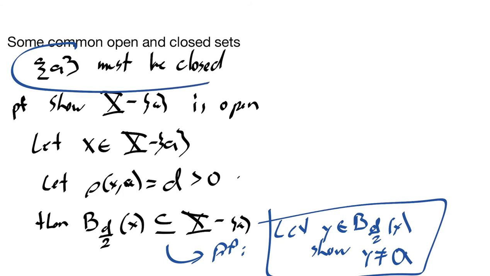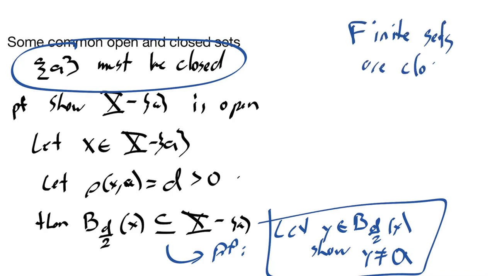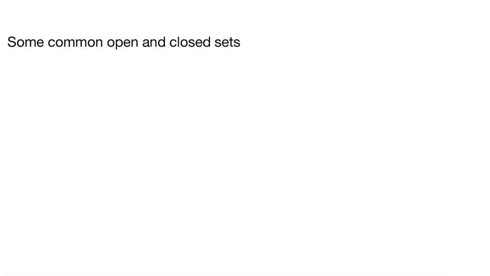But that's good. So a single individual point must be closed. An extension of this is that any finite sets must be closed. So finite sets must be closed. And now the interesting one, I gave this to you last time, and you all didn't do it, but I want to talk about it.